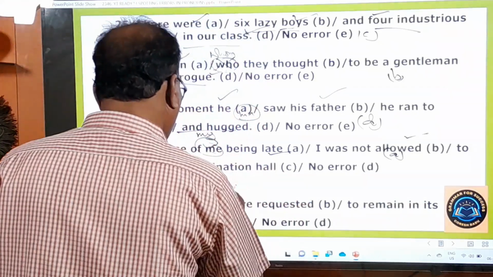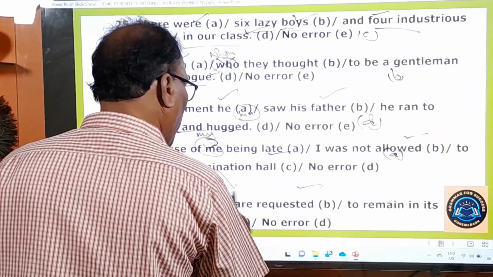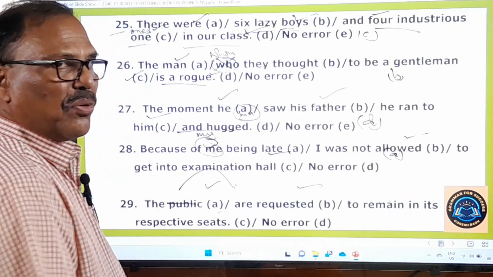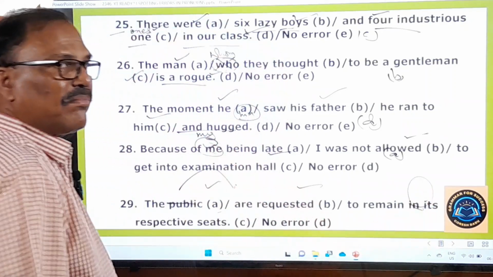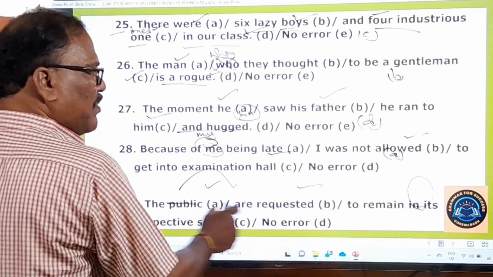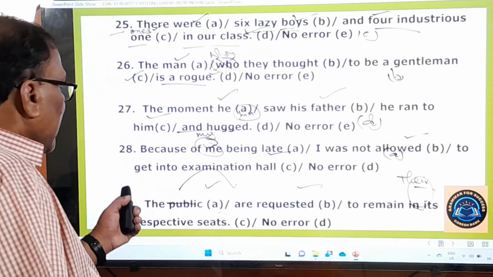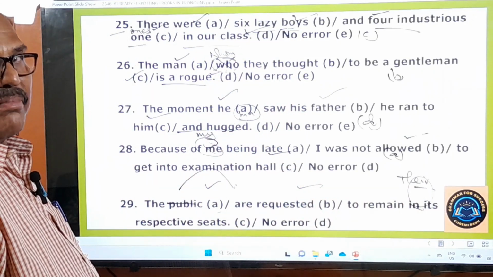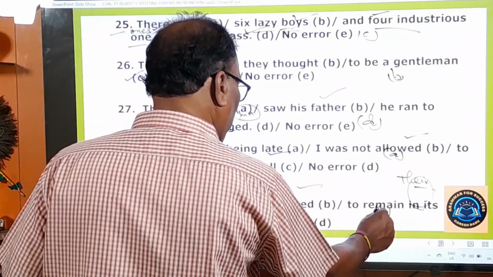Here, this one is okay, this one is okay, this one is okay. Yes, A part, B part, okay. But C part is not okay. It is because of "to remain in its seats". In its seats, not. You are talking about public. Public means people. That's why here, in their seats. You should have said, in their respective seats. Since it is used wrongly, this C part is a mistake.